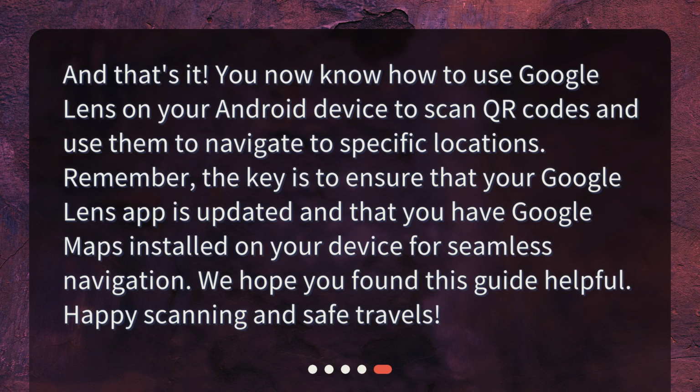And that's it. You now know how to use Google Lens on your Android device to scan QR codes and use them to navigate to specific locations. Remember, the key is to ensure that your Google Lens app is updated and that you have Google Maps installed on your device for seamless navigation.